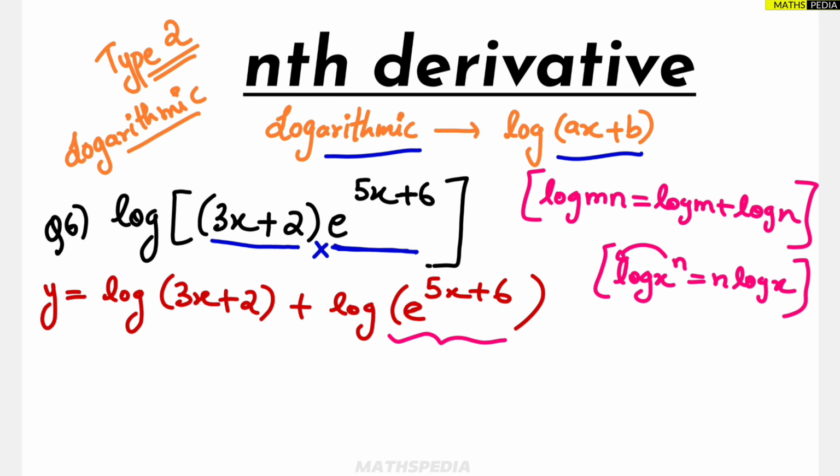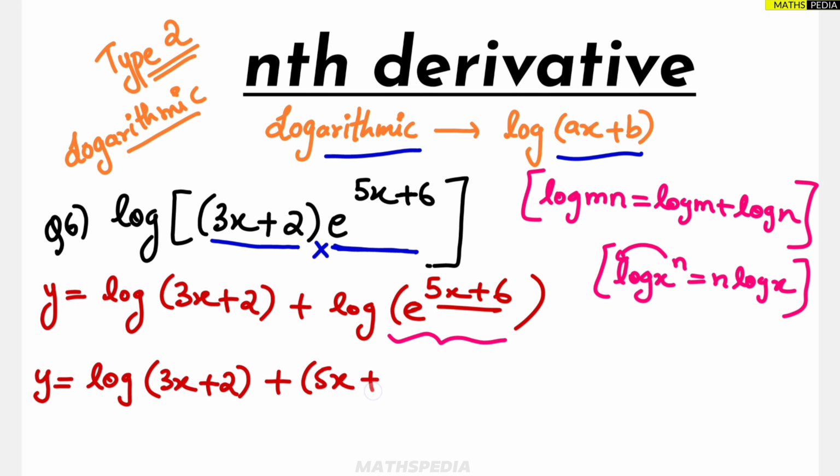So what will happen? y is equal to log(3x plus 2) will remain as it is. But here, this 5x plus 6, which is the power, will come in front. So 5x plus 6 I'll bring in front. Then it will be log. What is left out then? e. In place of x I am having e.